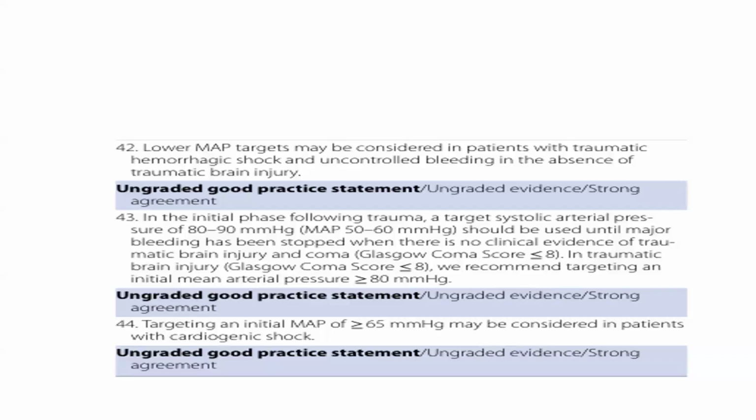So please remember, whenever we are dealing with hemorrhagic shock, we should always target the lower MAP. That is, a MAP of 50 to 60 mmHg is appropriate, but there should be absence of traumatic brain injury. Whenever we are dealing with a patient with traumatic brain injury, we should always go for the higher MAP because we should not compromise on the circulation of the brain. If we are dealing with cardiogenic shock, then we should target a MAP of more than 65 mmHg.